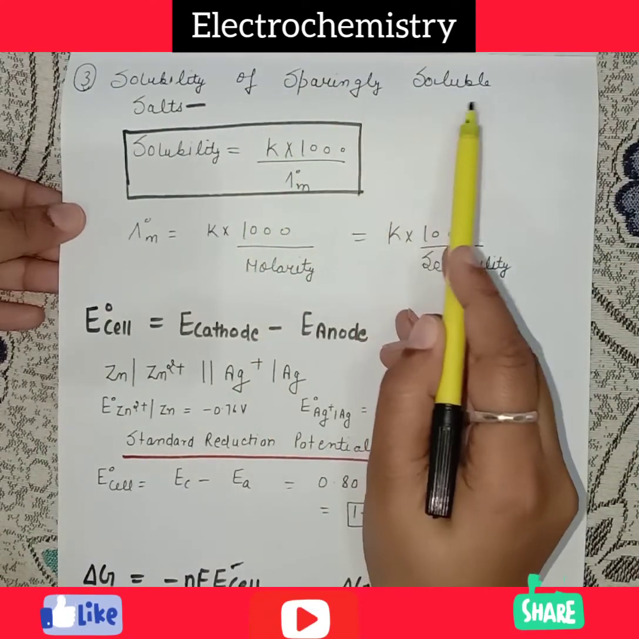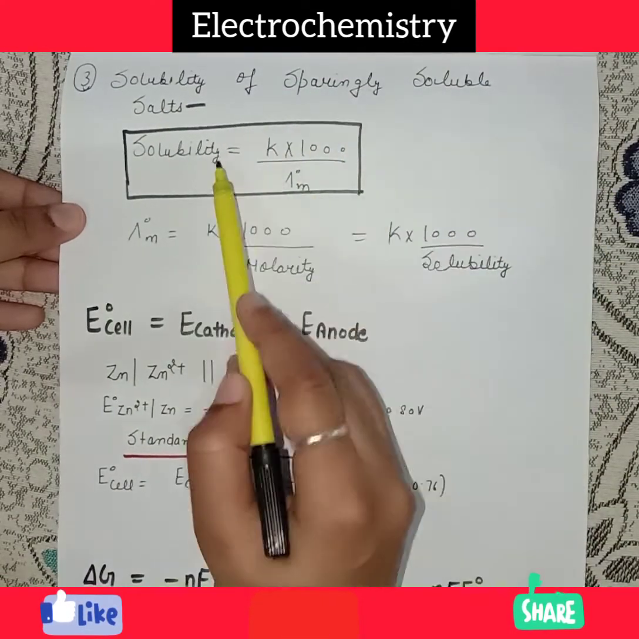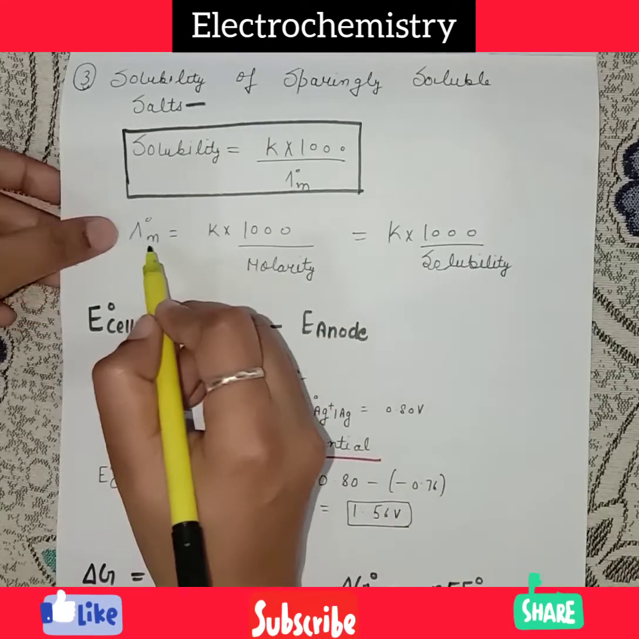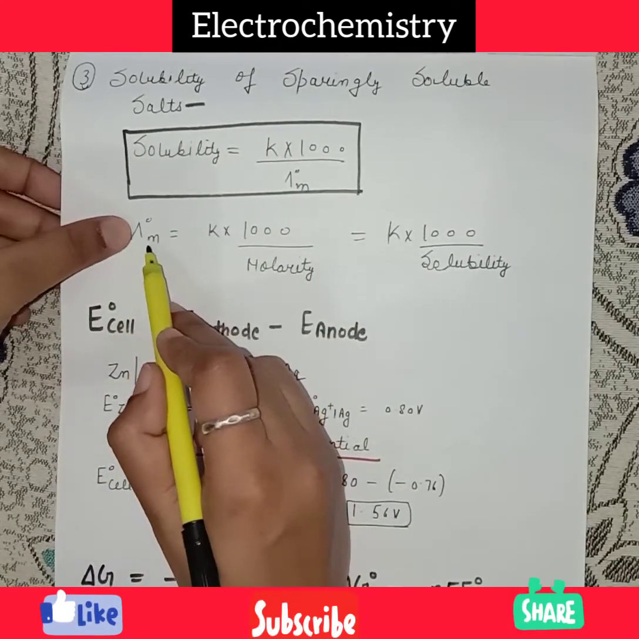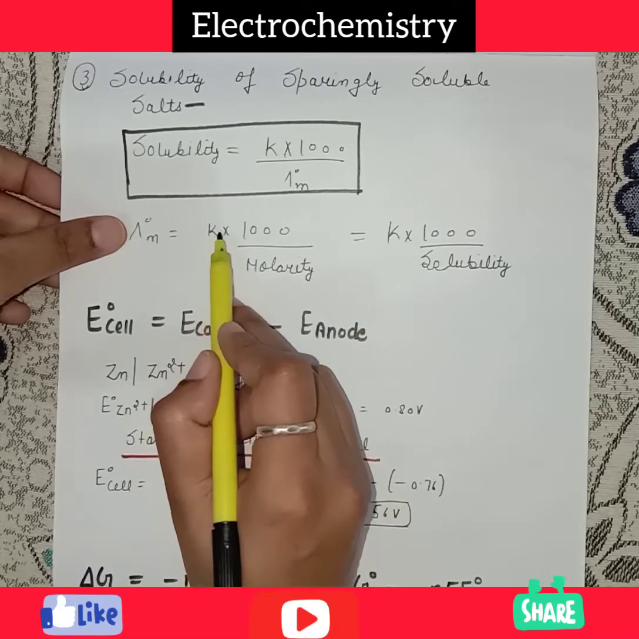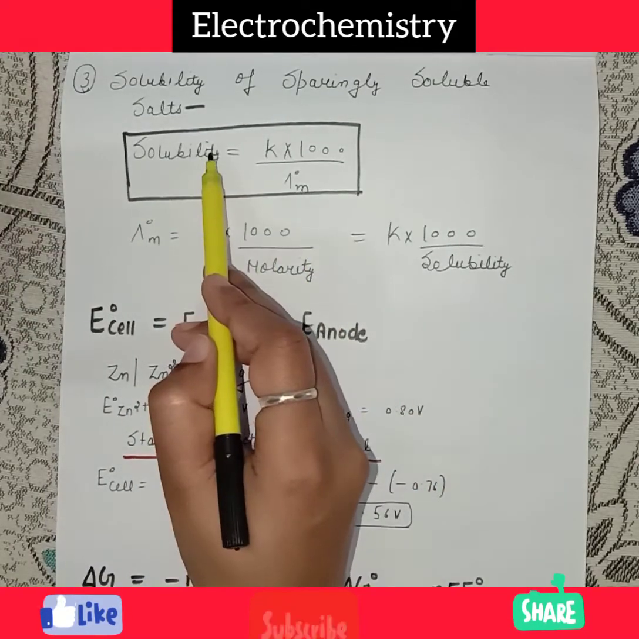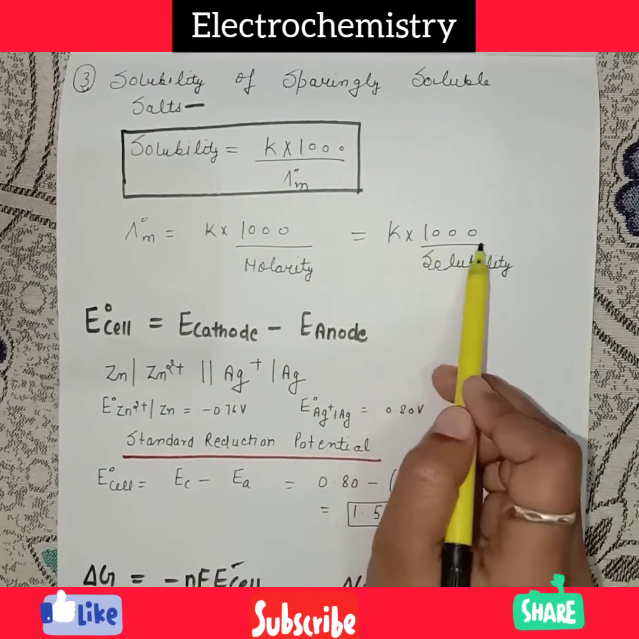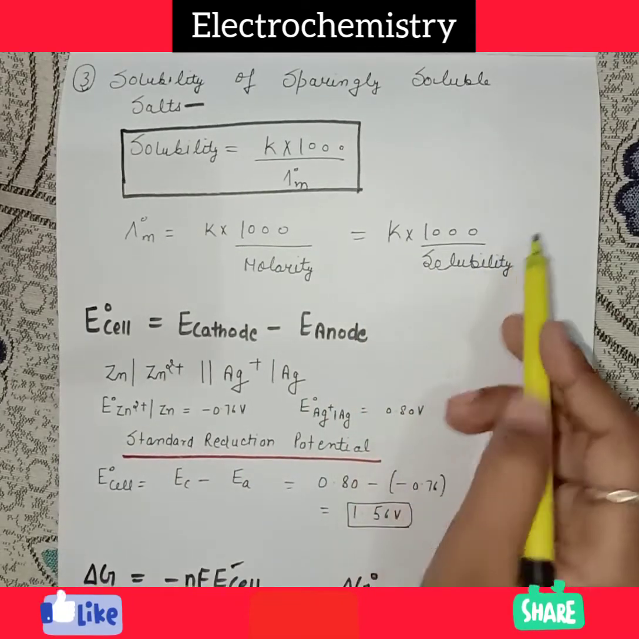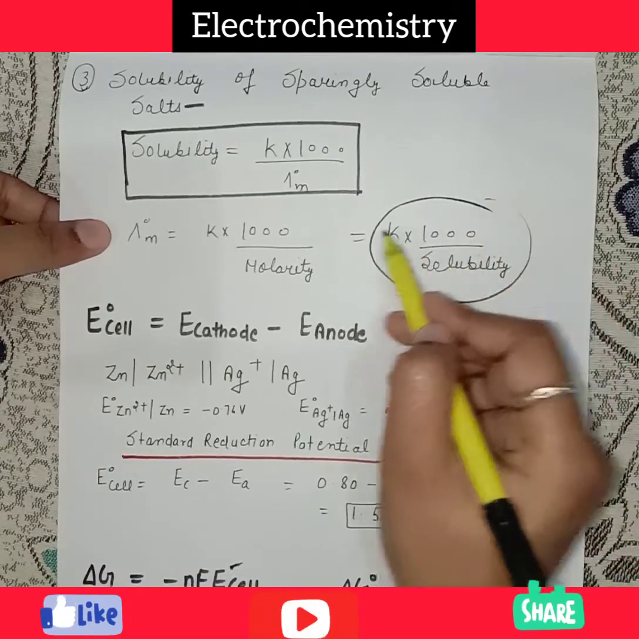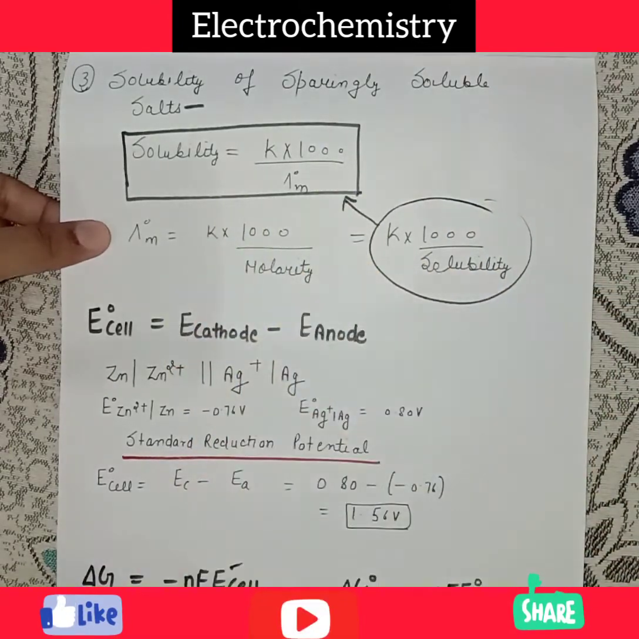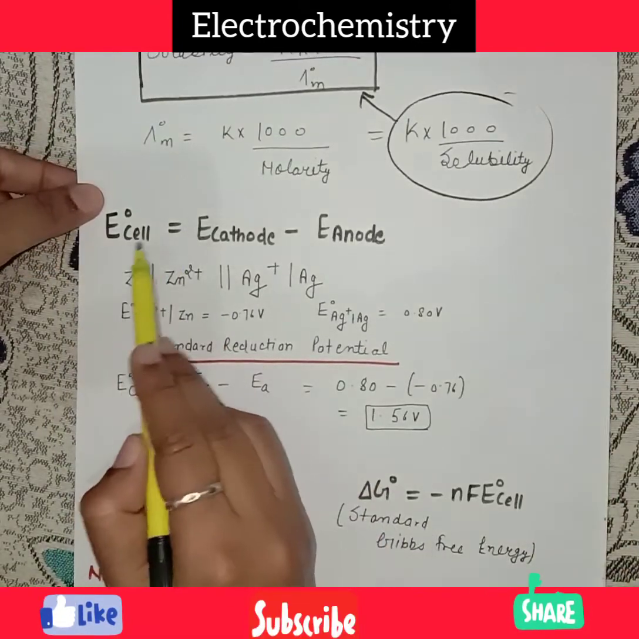Next is solubility of sparingly soluble salts. The formula for solubility is derived from this formula. Molar conductivity is equal to kappa into 1000 upon molarity, and in case of solubility it gives kappa into 1000 upon solubility. So from this, the formula of solubility is this one.